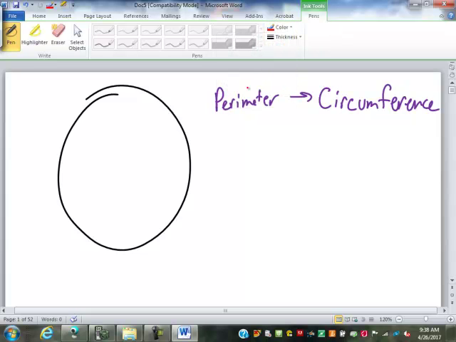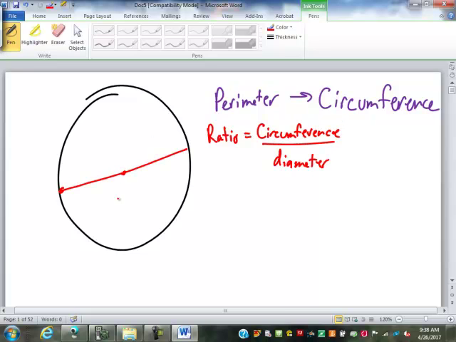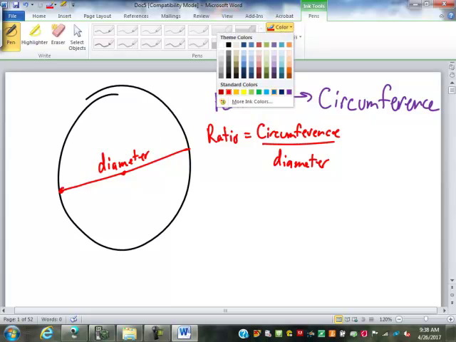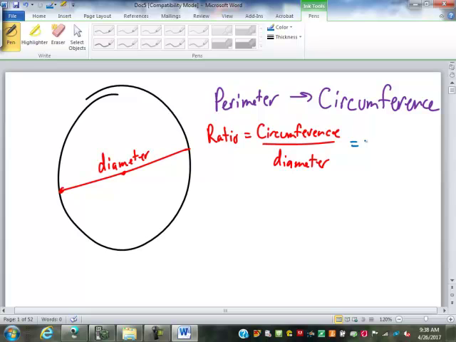It was developed a couple thousand years ago. There's a ratio between the circumference of a circle divided by the diameter of a circle. The diameter of a circle is the distance across. It's a chord that goes through the center. That's a diameter. That ratio comes out to be a number. It's actually 3.1415926. They call it pi.